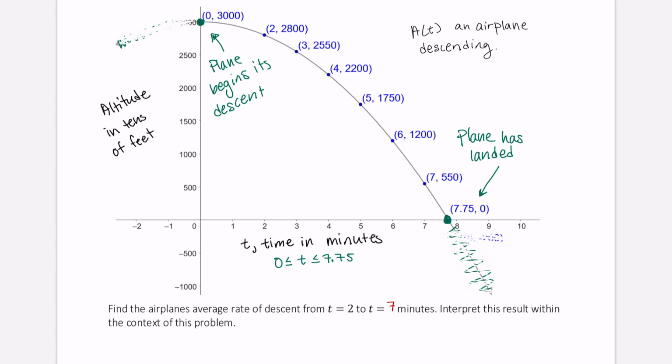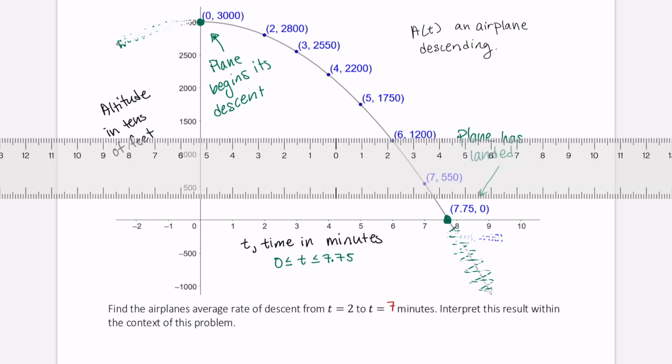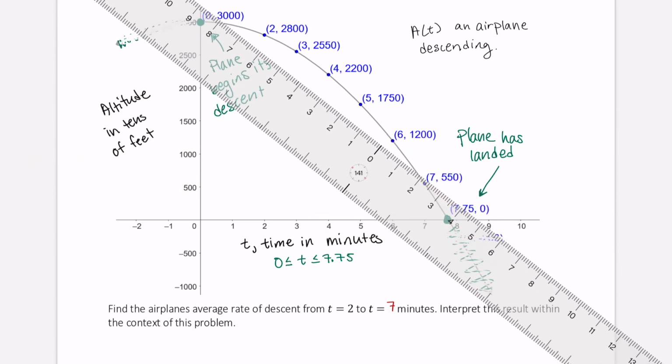Okay, now let's work this out. Let's work out this average rate of descent from 2 to 7. Those of you in my course on your notes, just go ahead and cross out the number that was there and replace it with a 7. So to find the average rate of descent from 2 to 7, we need to find the slope of the secant line. So it will help us to actually sketch in a line. So please get a ruler and connect these dots from 2 to 7.